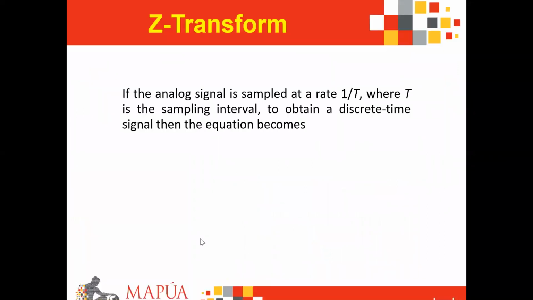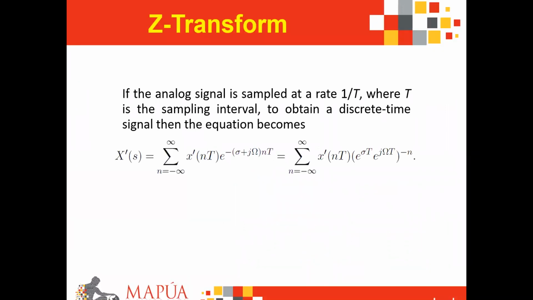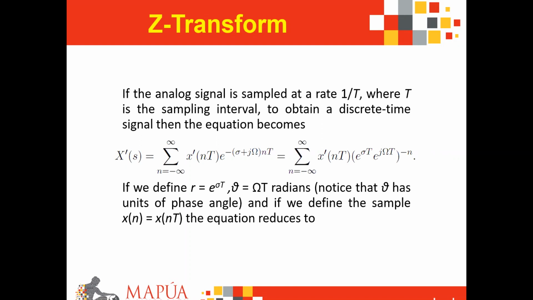So given there, if the analog is sampled at the rate of 1 over your period, where period is the sampling interval to obtain your discrete, it becomes like this. That is if you replace S with alpha plus j omega. Parang ganun. Okay. So eventually, you'd end up with a complex magnitude r e raised to alpha times your period, and your angle is omega times your period, phase angle. If you want to do that into a discrete signal, whereby n pertains to your given value at any time t, the system is simply reduced to this.